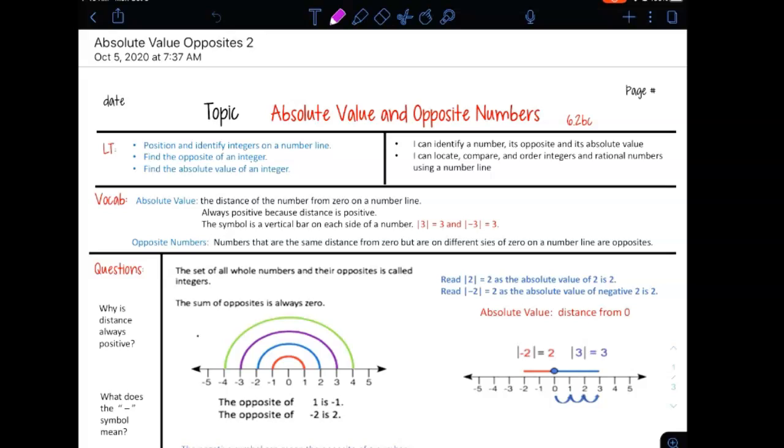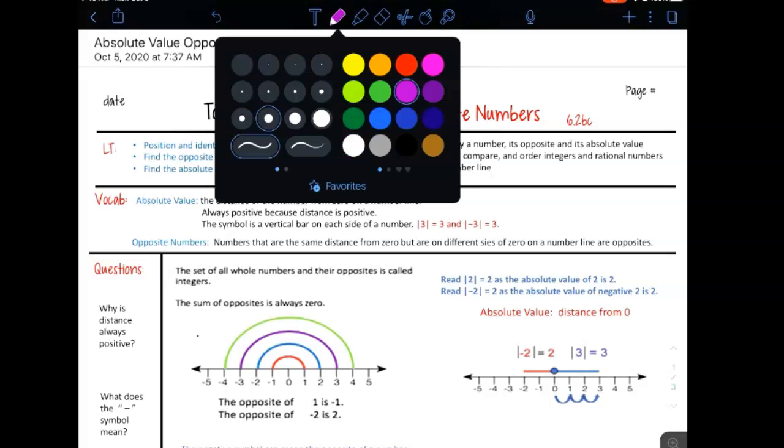Hey, today we're going to talk about absolute value and opposite numbers. So our learning target is we are going to learn how to position and identify integers on a number line. We are going to find the opposite of an integer, and we are going to find the absolute value of an integer.